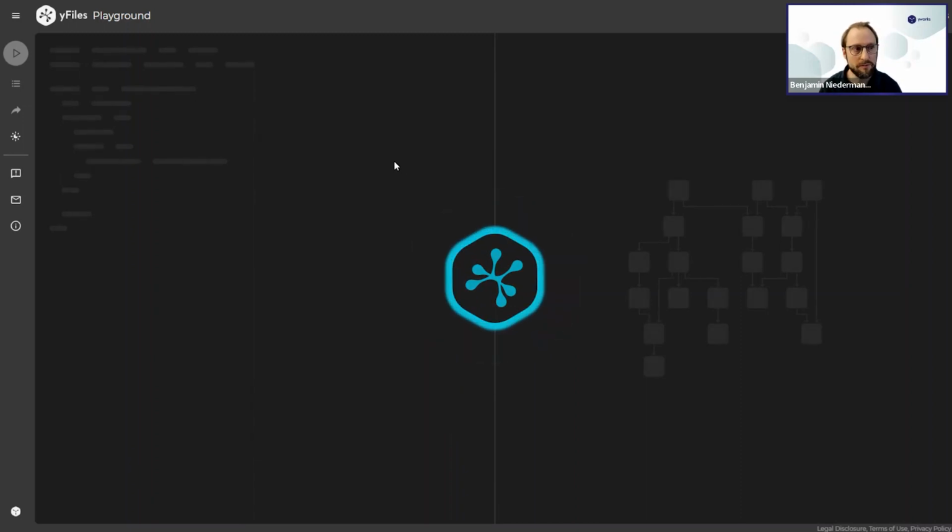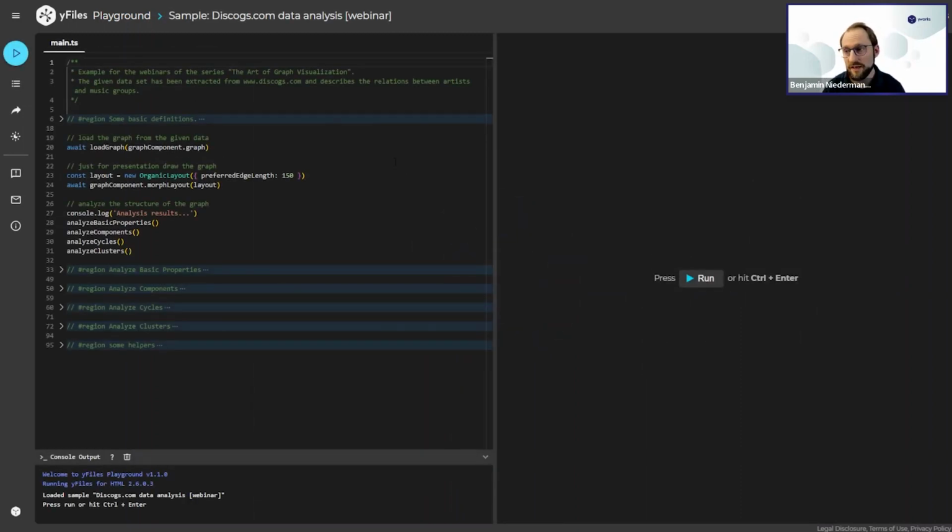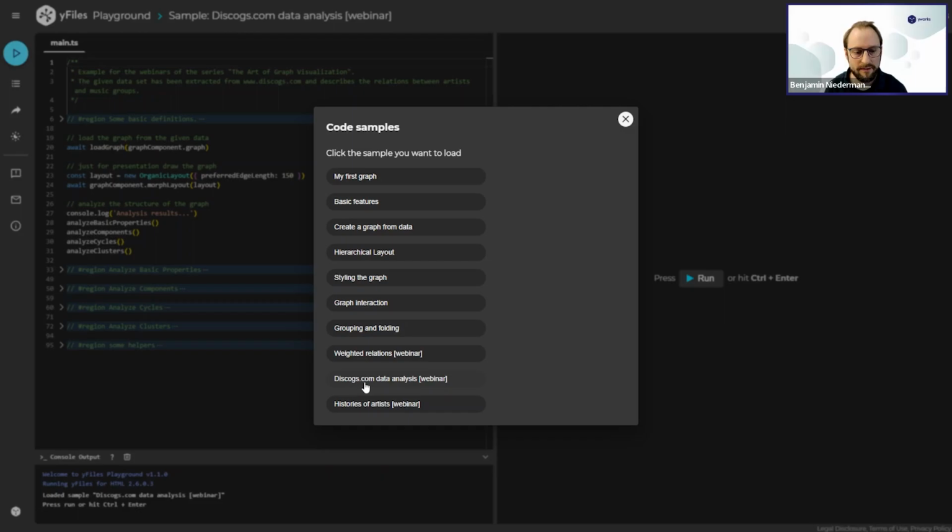So I now go to the playground, and in the chat you should also get a link for this playground, and you can play around with this using yFiles for HTML. Basically it's a very simple possibility to create graph visualizations in a kind of sandbox where you can play around with this. If you don't have the link, you can also go to our website and go to the playground there. And then here in the examples menu, you will find this example, discogs.com data analysis.